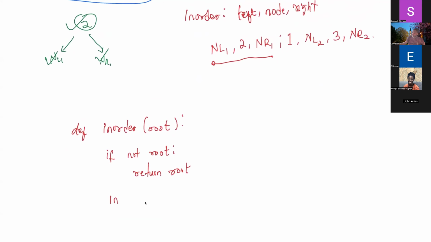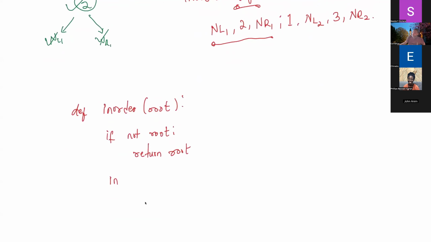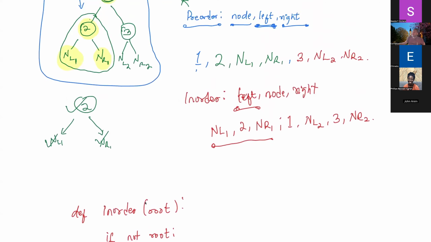What do you process first? The left. So call in order on the left, that is root.left. Then you process the node itself. Here we're going to call process, print root.val. Then what do you do? In order on the right. And this is the whole algorithm. We're done. It's just like the English you wrote here.